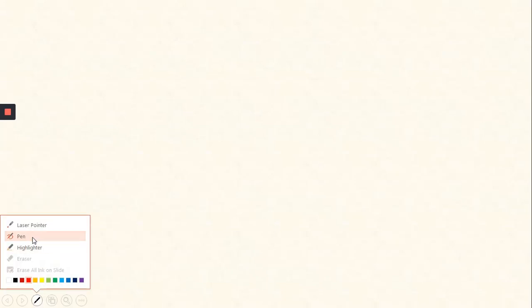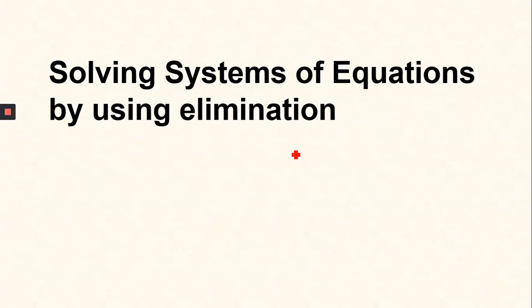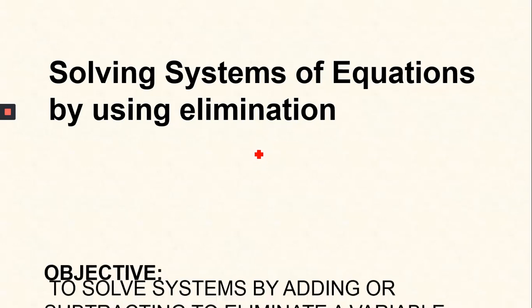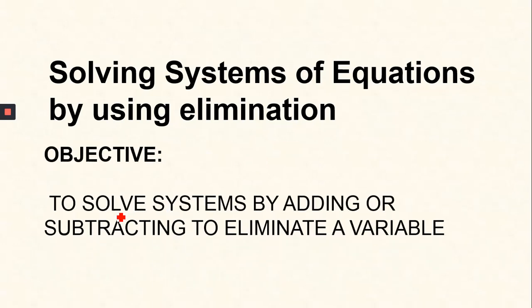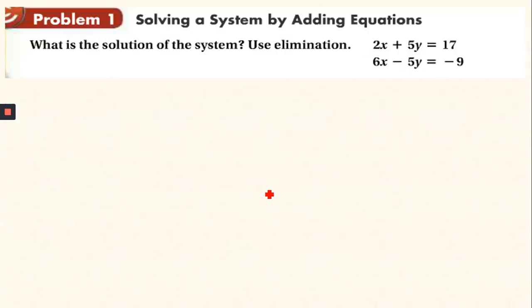Hello, this time we're going to discuss solving systems of equations by using elimination. Here, we're going to solve systems by adding or subtracting to eliminate a variable. Okay, so we have these two equations: 2x plus 5y equals 17 and 6x minus 5y equals negative 9.